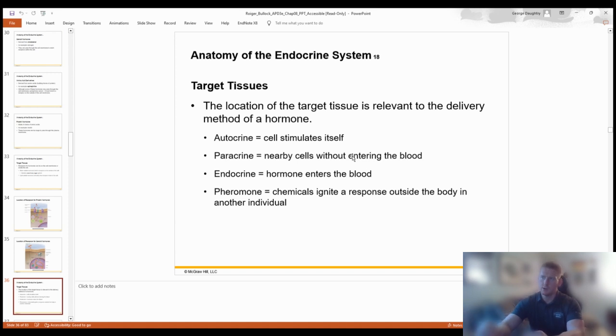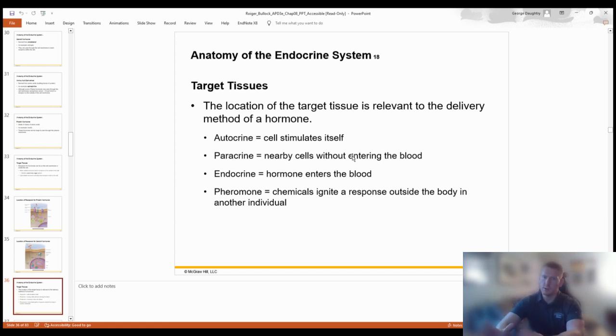Then we have paracrine tissues. That means nearby cells, without entering the blood, right? So the hormone is going to stimulate the neighboring tissue, without actually entering the blood. We have some direct contact there. We have endocrine, which means that the hormone is actually entering into the blood now, and it needs to travel to the target tissue.